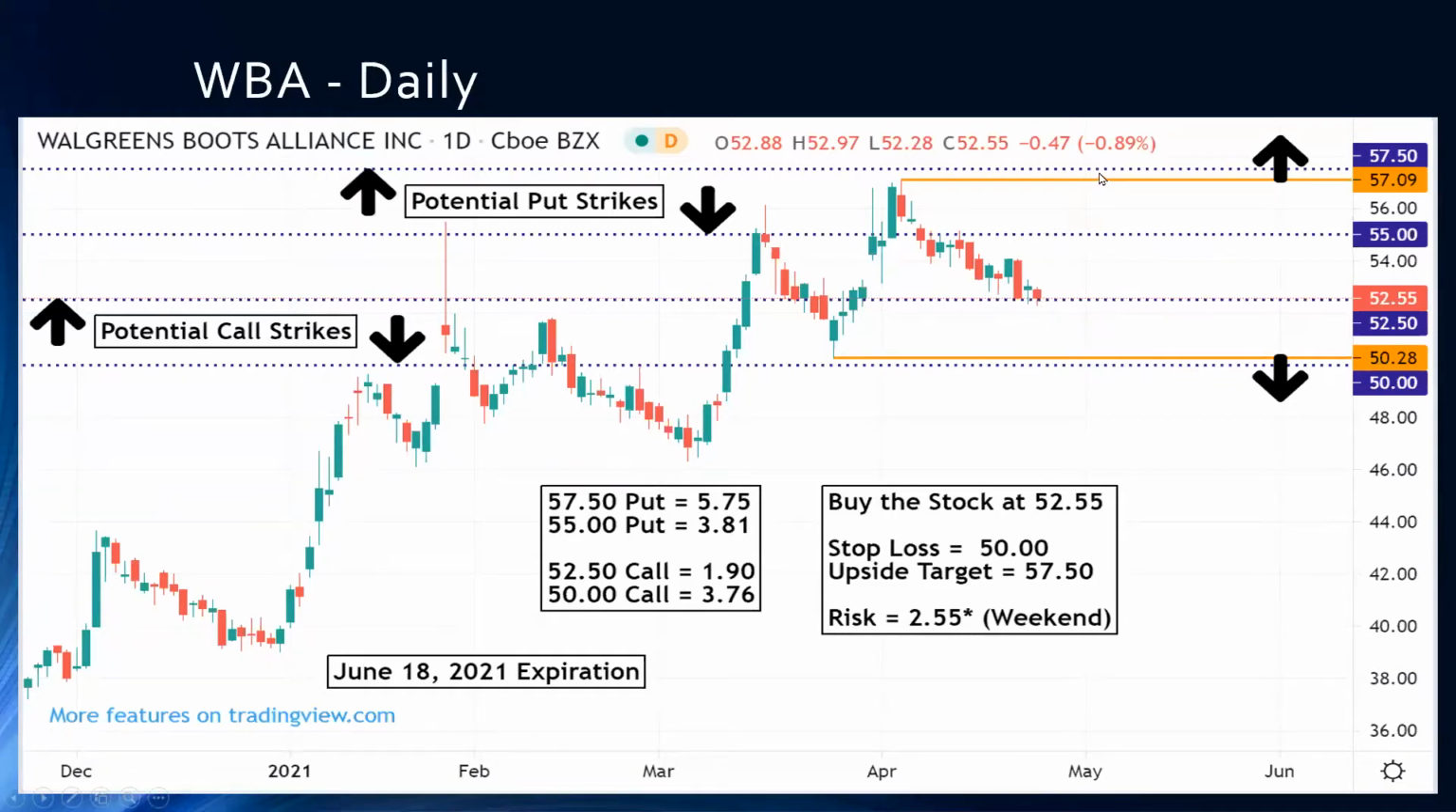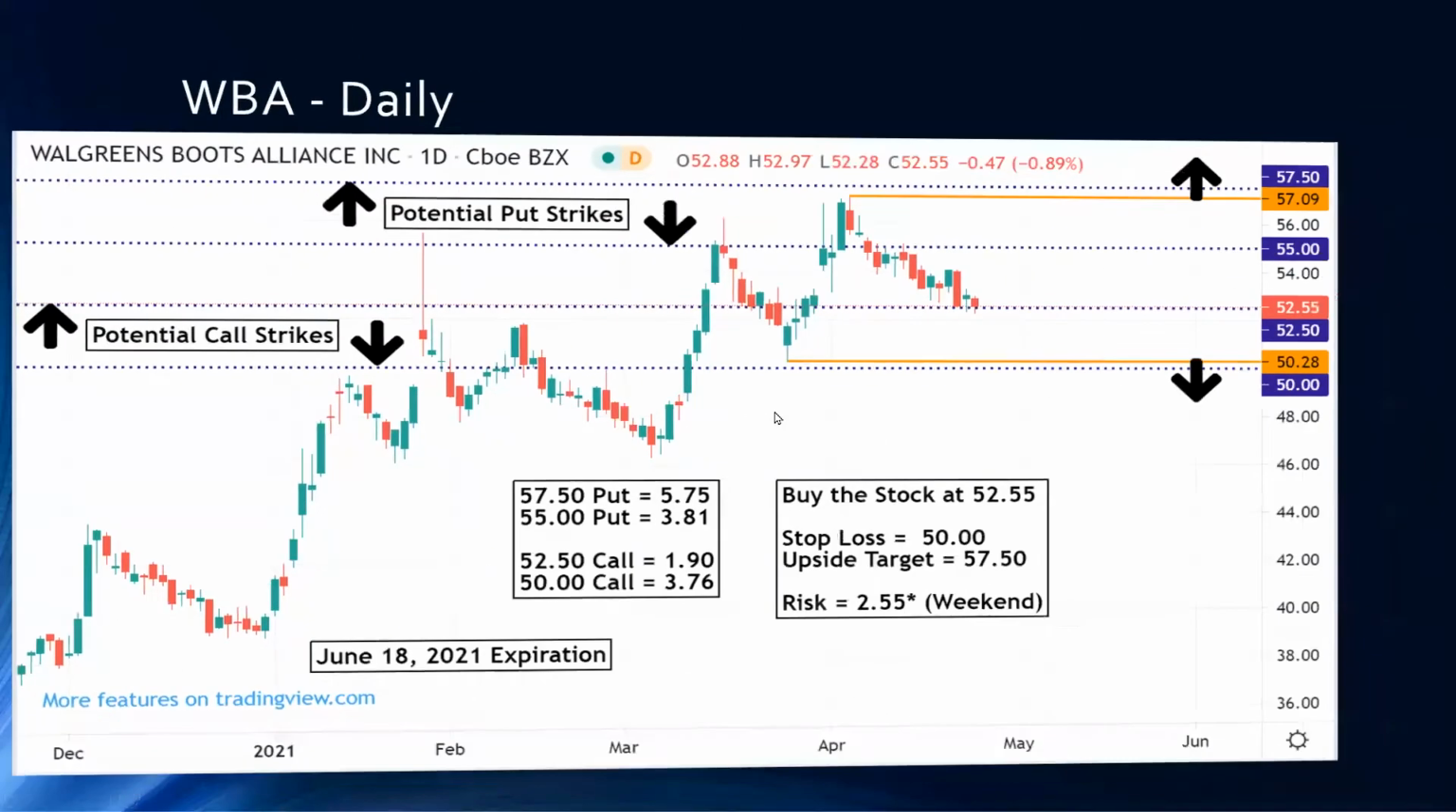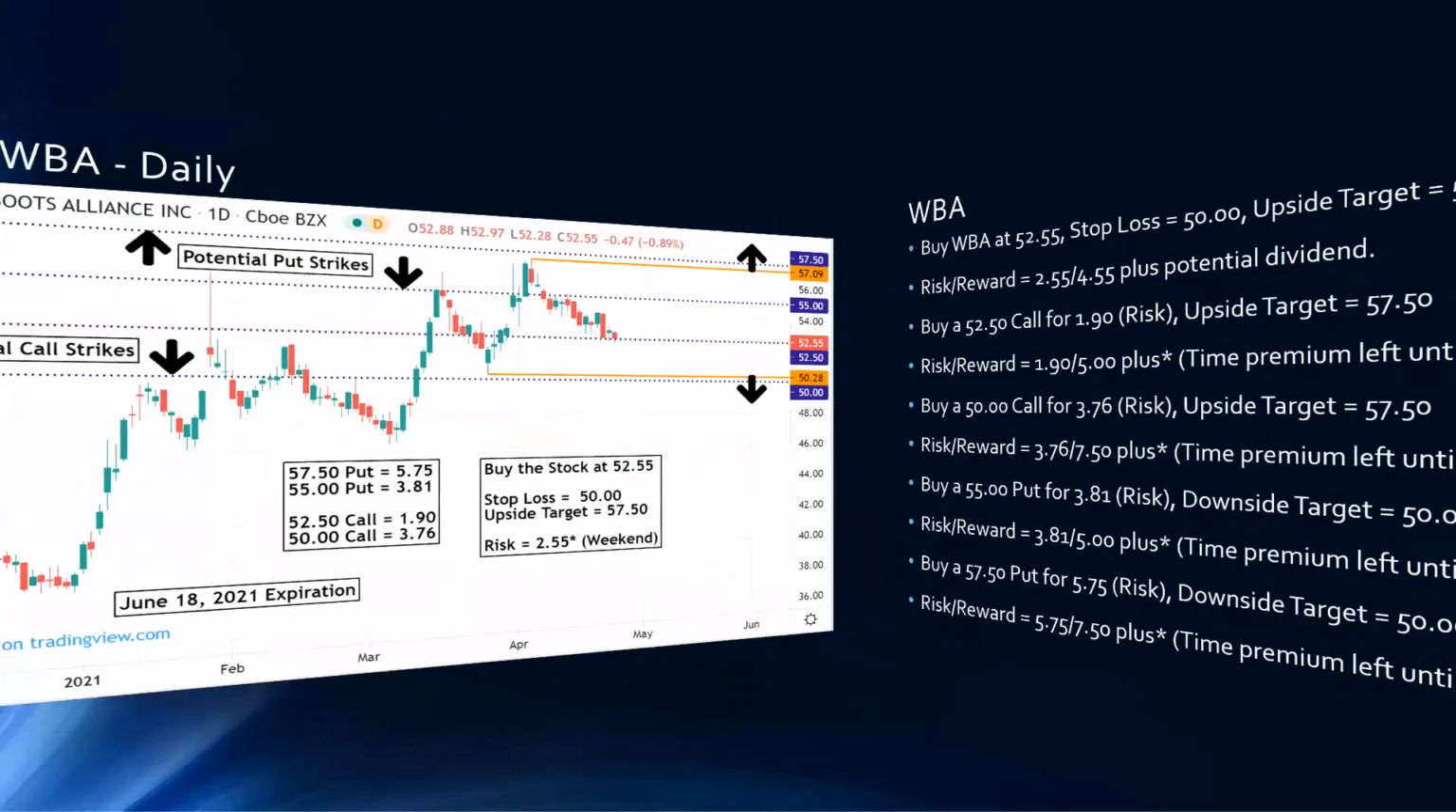So for the bullish play, we know our target to the upside and our risk to the downside. And then if you're bearish, well, then you're hoping that it does get below $50. So now let's see what this actually means.